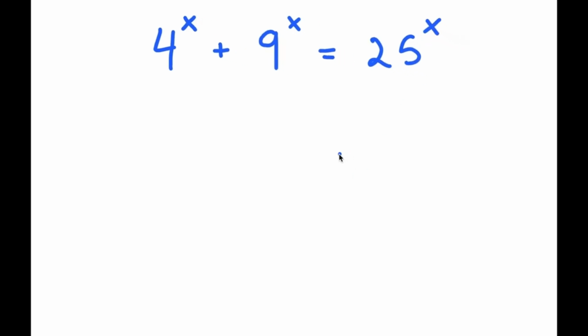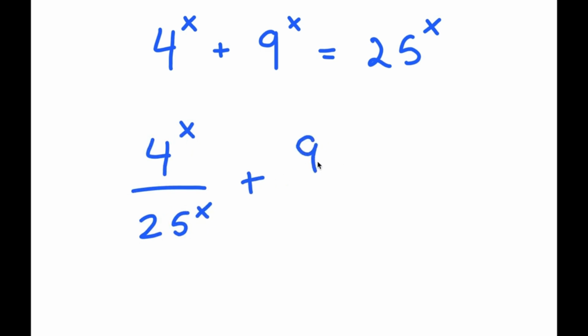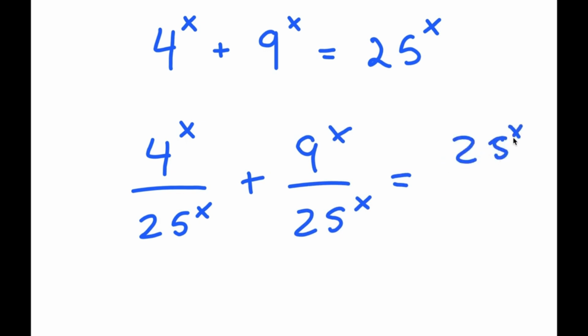Alright, so in this video, I'm going to solve the equation 4 to the power of x plus 9 to the power of x is equal to 25 to the power of x. To solve this, I'm going to start off by dividing every term by 25 to the power of x. So I get 4 to the power of x divided by 25 to the power of x plus 9 to the power of x divided by 25 to the power of x is equal to 25 to the power of x divided by 25 to the power of x.